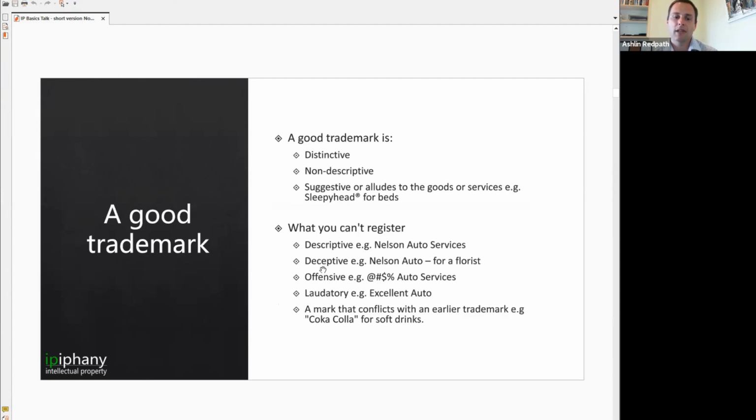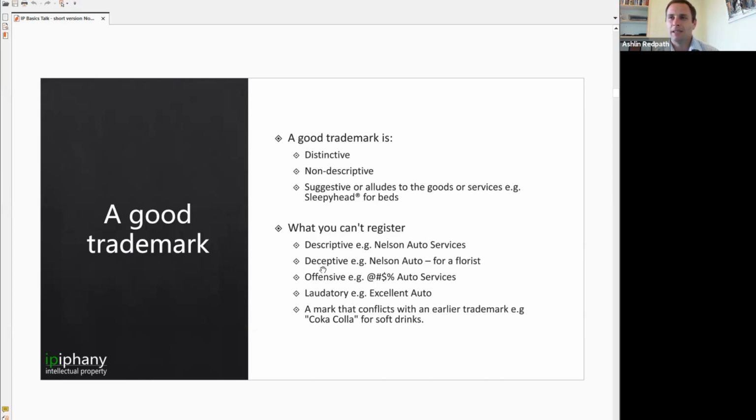And the reason for that is that the government doesn't want a trademark owner to monopolize the use of a term that people in that industry might need to use. So Nelson Auto Services, for example, if you are another mechanic in Nelson, you should be able to call yourself a Nelson Auto Service. So there's always a balance in IP between the rights of the owner and the rights of consumers, society, government, and so on.